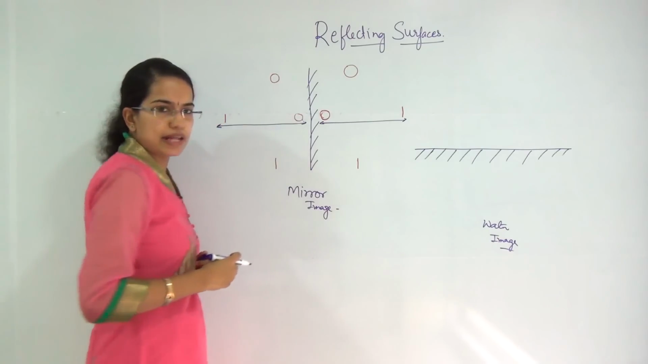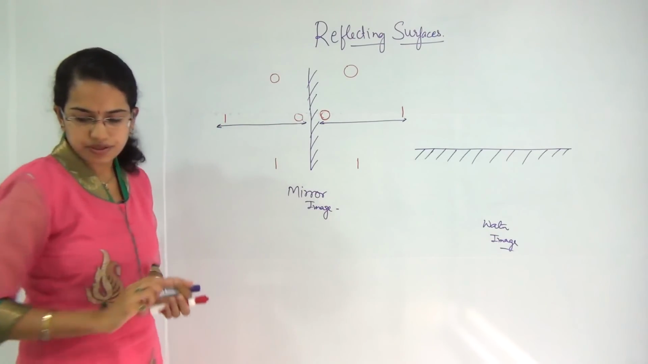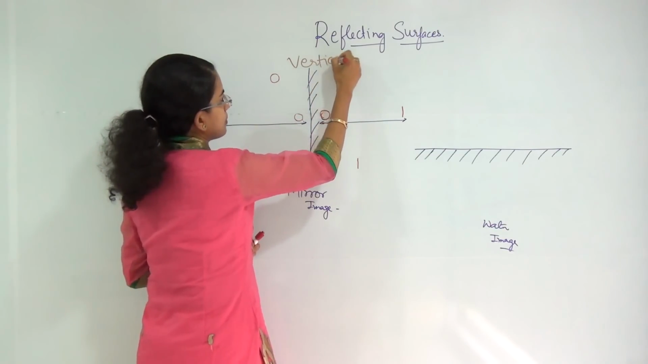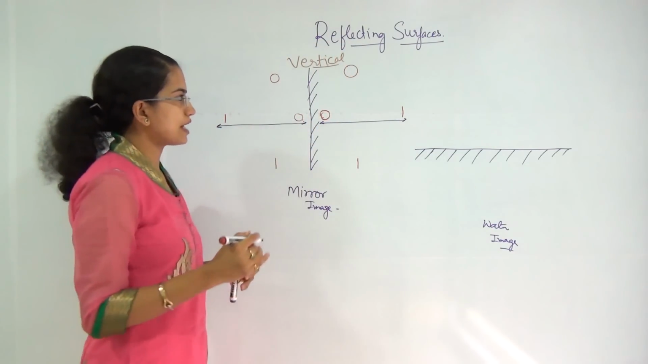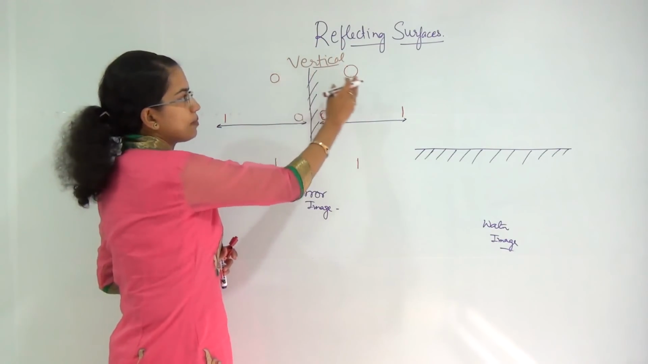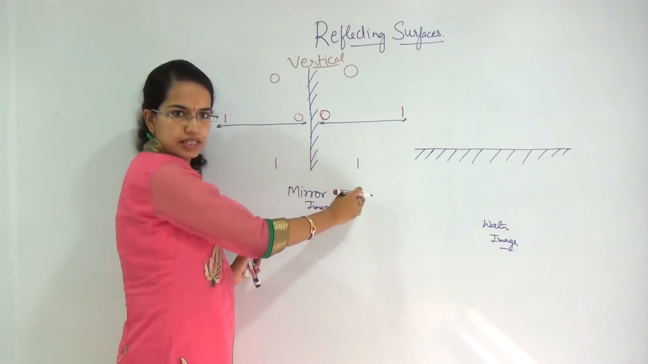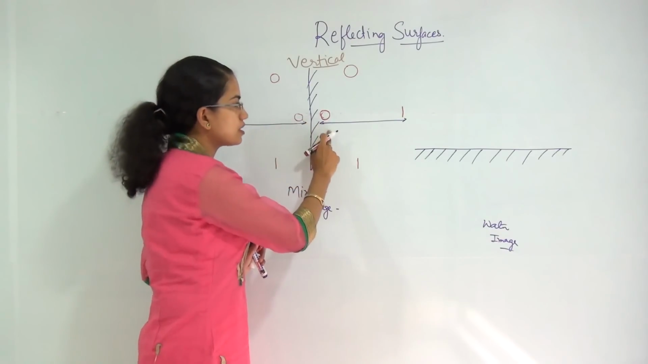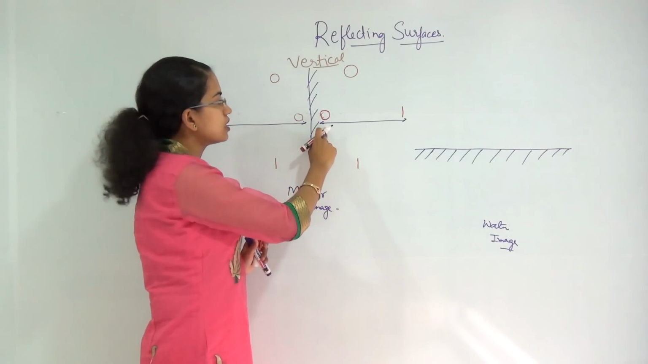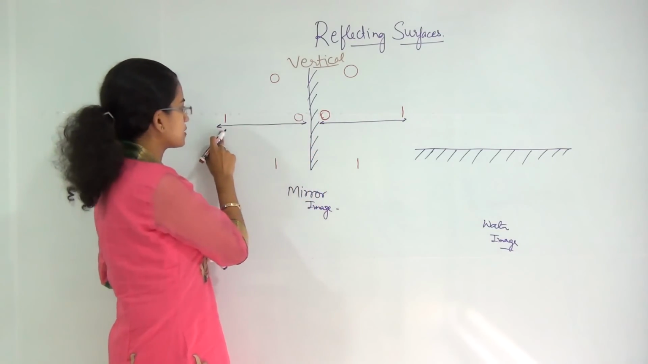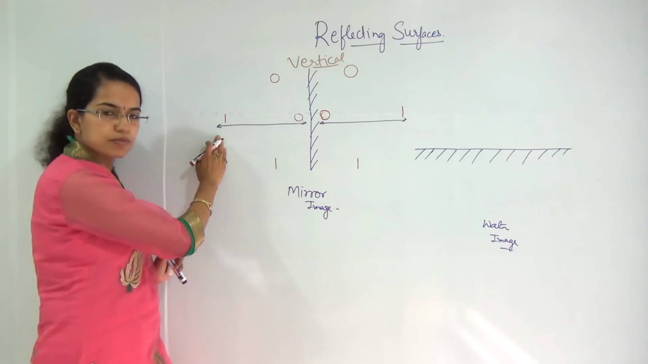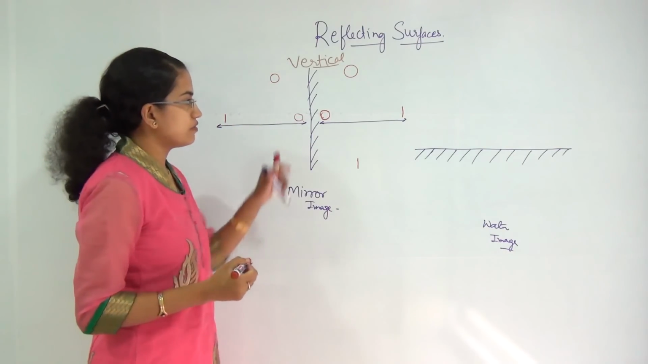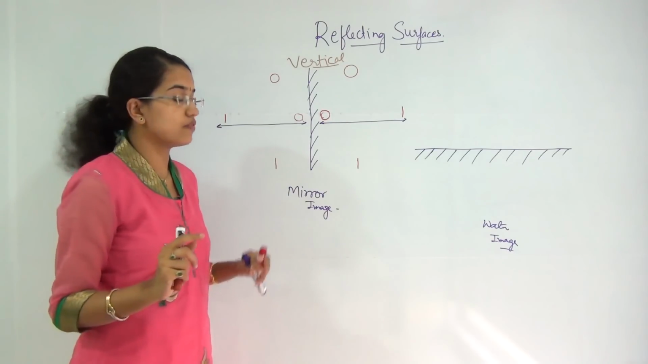So in a vertical plane, what is happening is the top remains the top, the bottom remains the bottom. The object that is closest to the mirror would appear closest in the mirror. The object which is farthest from the mirror would appear farthest in the mirror. This is when we apply it onto a vertical plane.